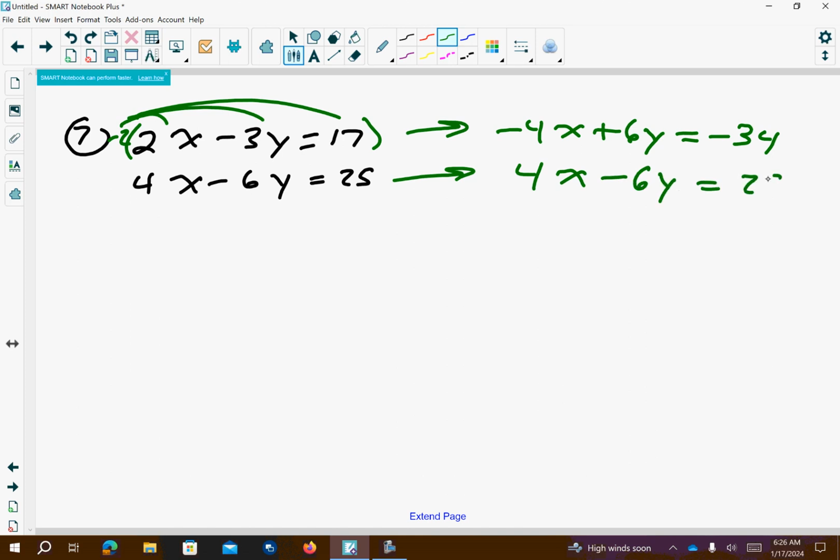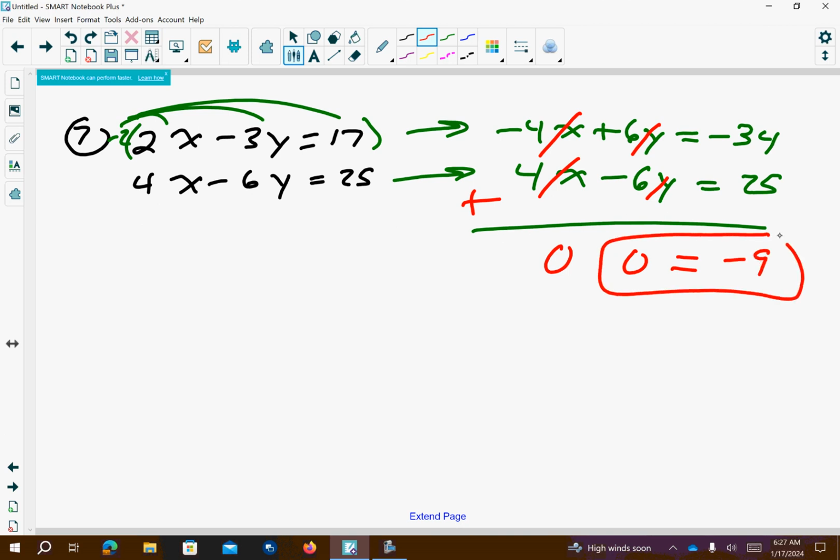So now when we add these together, those cancel, and those cancel. Oh, wow. Negative 34 plus 25 on a calculator is going to give me negative 9. Is 0 equal to negative 9? That's false. So that means we have no solution. If that had been true, it would have been infinite solutions, but in this case, it's no solution.